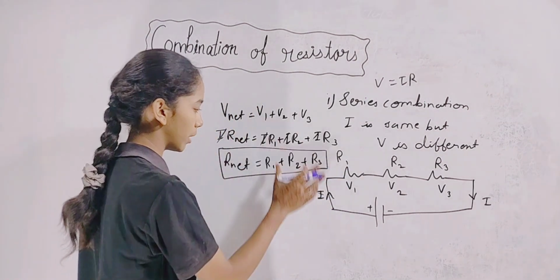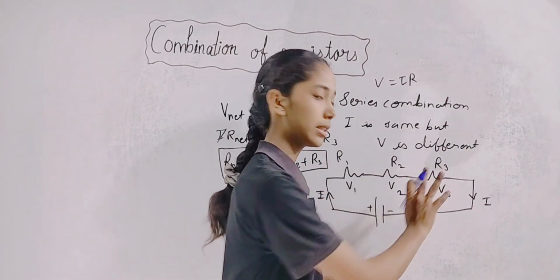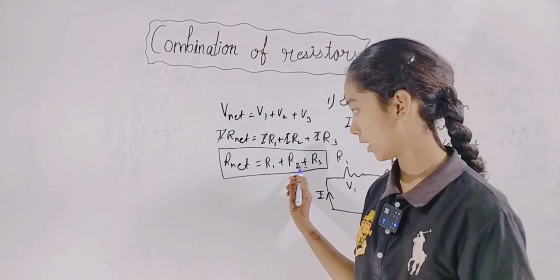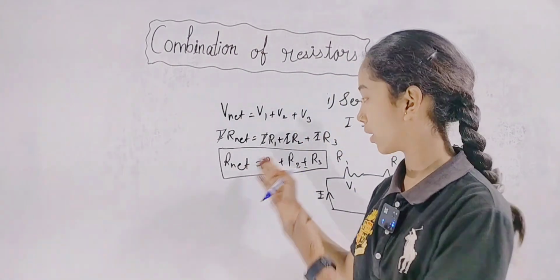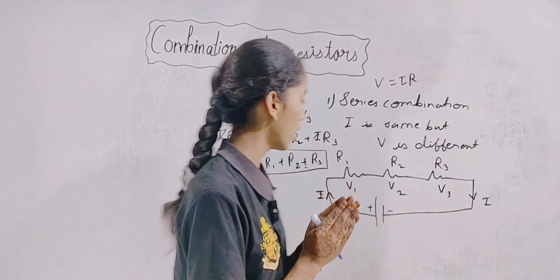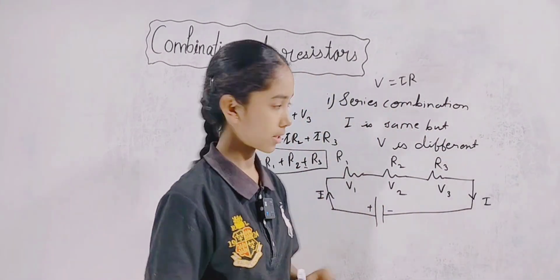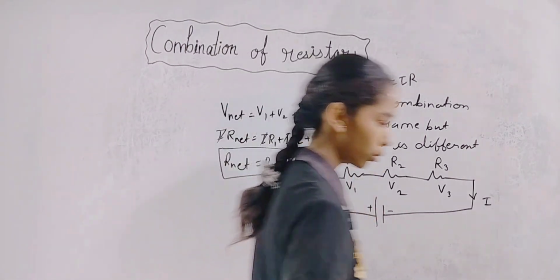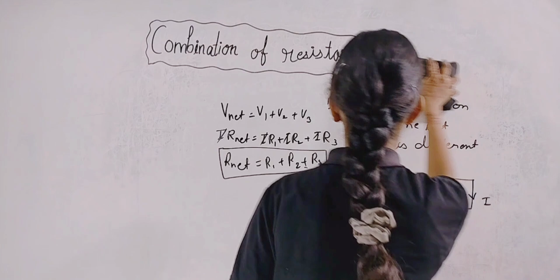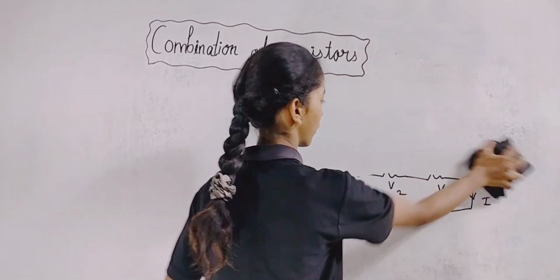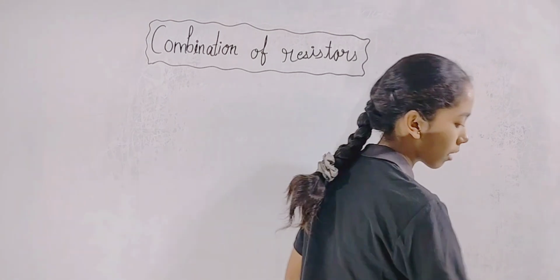So what does it mean? It means that if we connect the resistors in series combination, the resistance will increase, because R net is equal to R1 plus R2 plus R3. It means we are adding all these resistors. So it is clear. Then we come to the next topic, that is parallel combination. If you have any doubt, you can ask in the comment section.